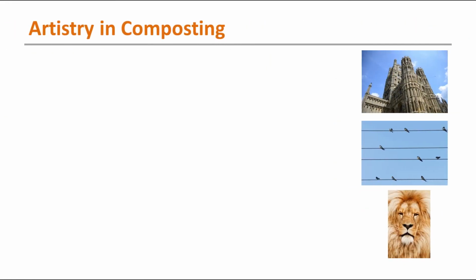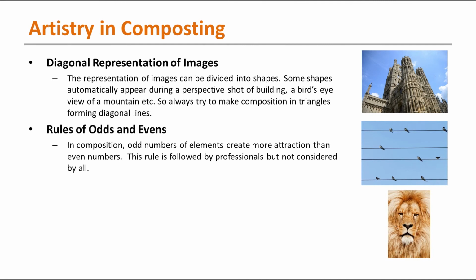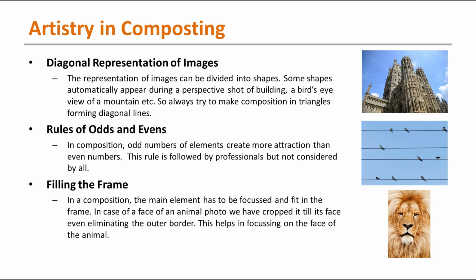The representation of images can be divided into shapes. Some shapes automatically appear during a perspective shot of a building, a bird's eye view of a mountain, and other examples. So always try to make compositions in triangles forming diagonal lines. In composition, odd numbers of elements create more attraction than even numbers. This rule is followed by professionals but not accepted by everyone.